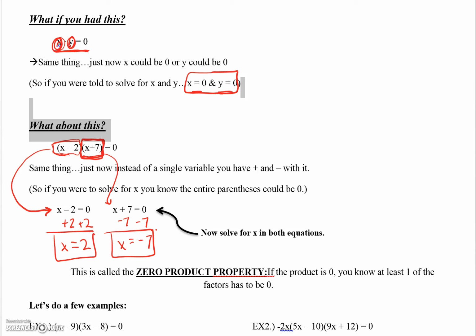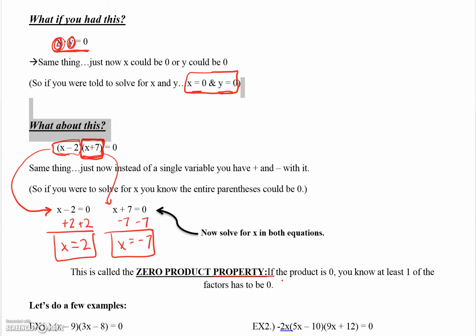So this is called the zero product property. Because it's equal to 0, that's where the zero is coming from. Product is because of the multiplication. And it says if the product is 0, you know at least one of the factors has to be 0.